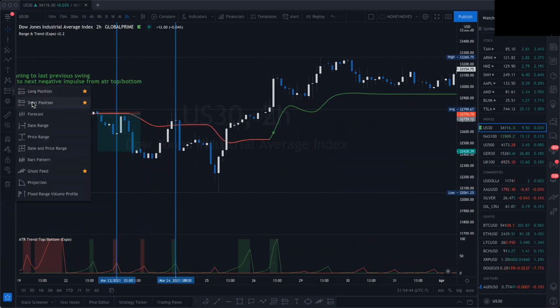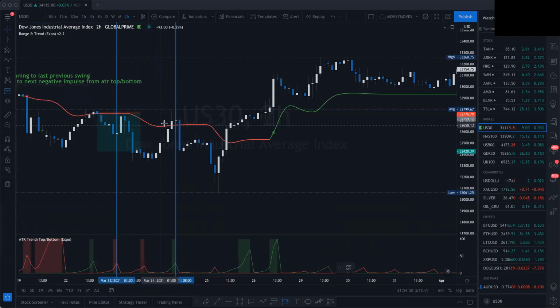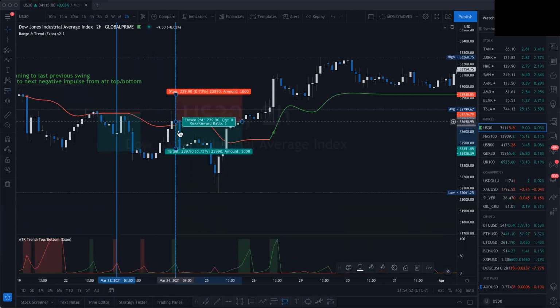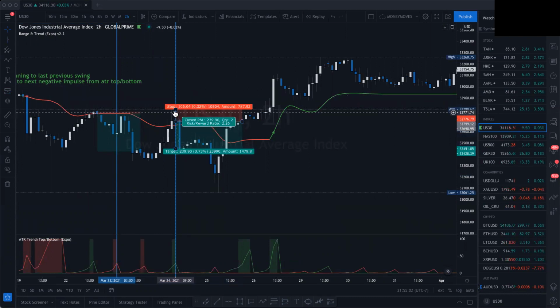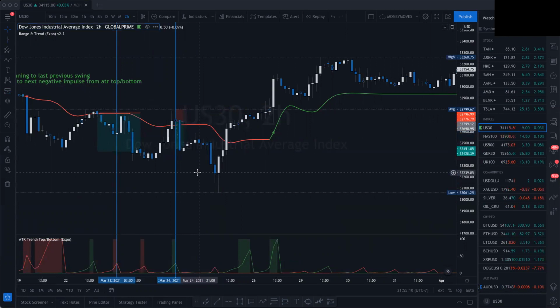Keep in mind that this is a US 30 on the 2-hour time frame chart with very little risk. We can put our stop loss at the top of this last wick. Full TP immediately.